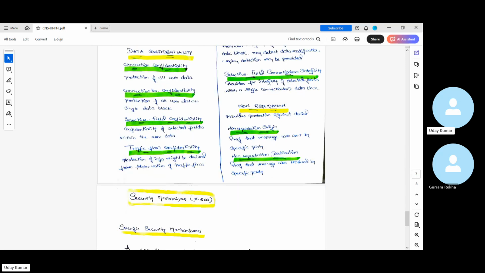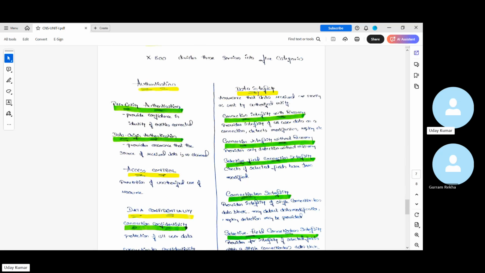Traffic flow confidentiality: protection of information that might be derived from observation of traffic flow. There's a passive attack where the attacker observes the traffic pattern, the data being sent from the sender to the receiver. By observing the pattern itself, he'll be able to understand what kind of data is getting transmitted and what the data is as well.